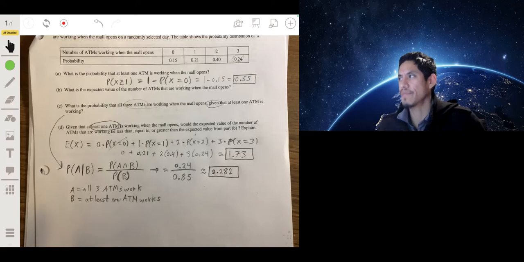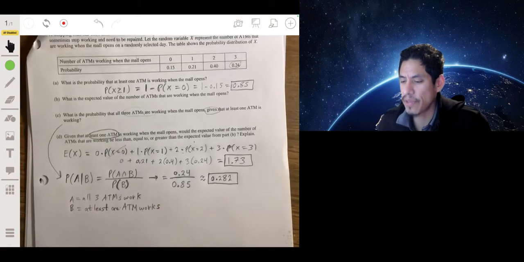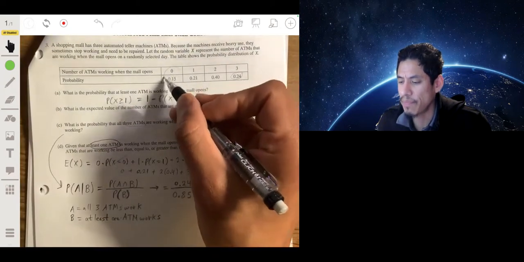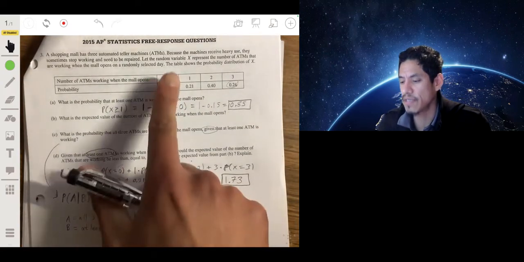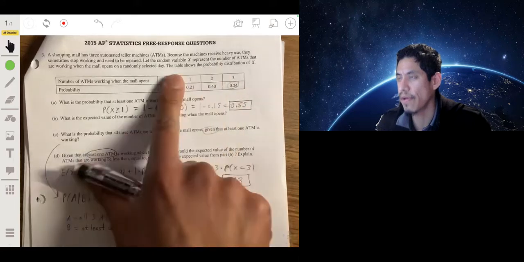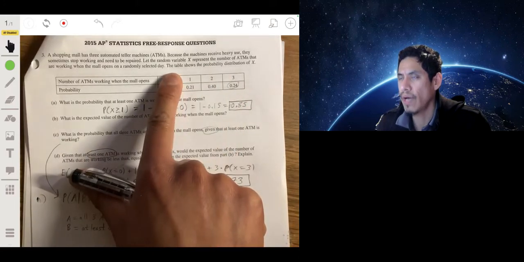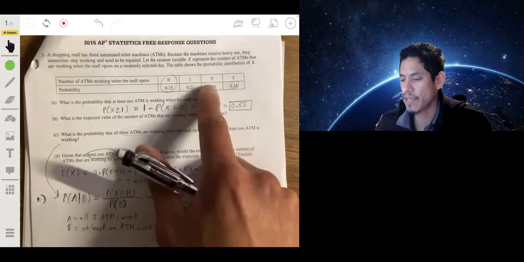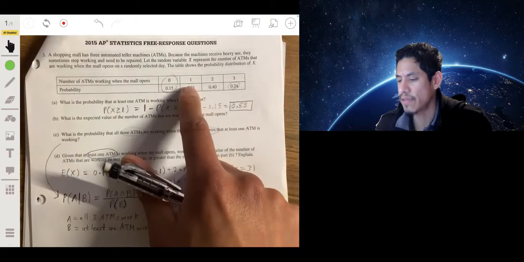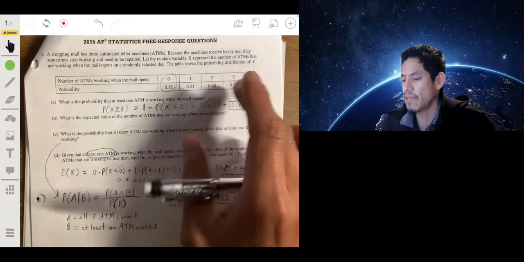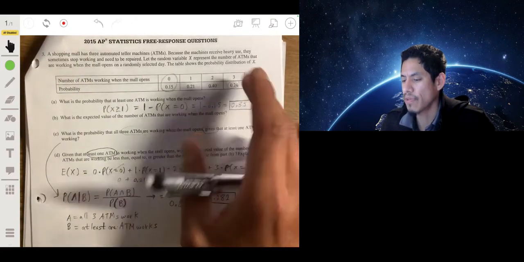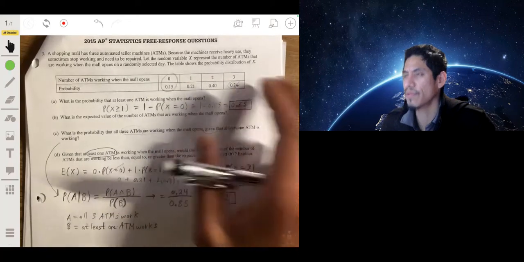Okay, so let's think about this. If we're given that at least one ATM is working, then this essentially takes away the possibility of there being no ATMs working. So your sample space just consists of 1, 2, and 3. However, these probabilities are going to change because the probabilities of these 3 remaining values have to add up to 1. So with this one gone, this and this will increase.